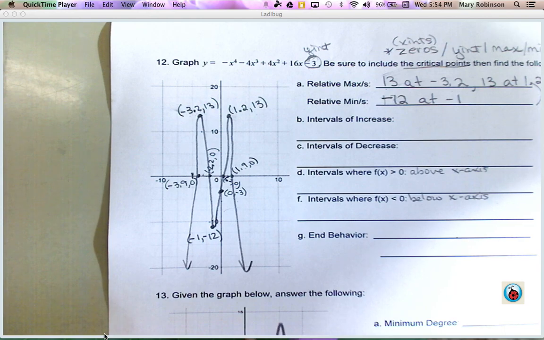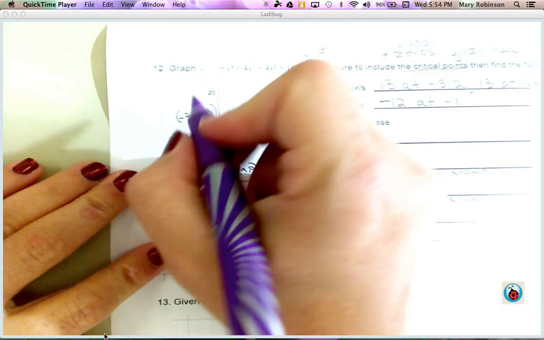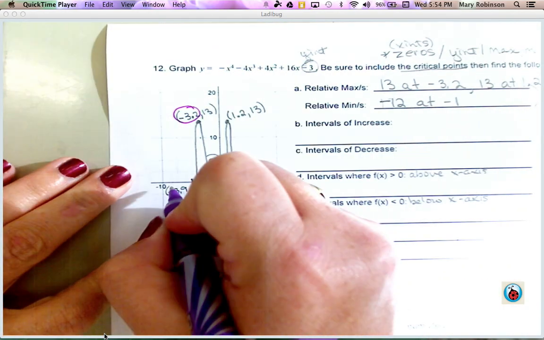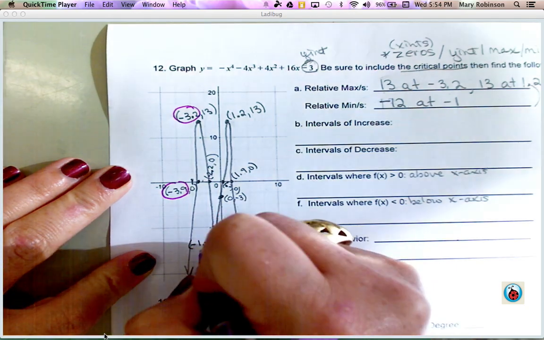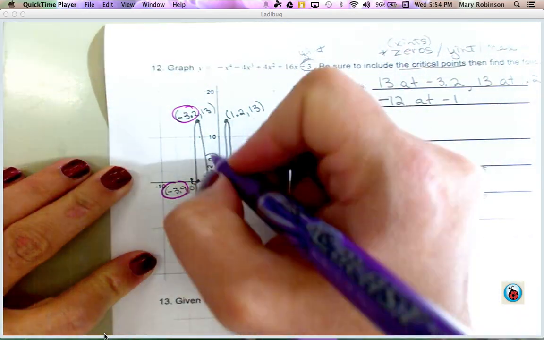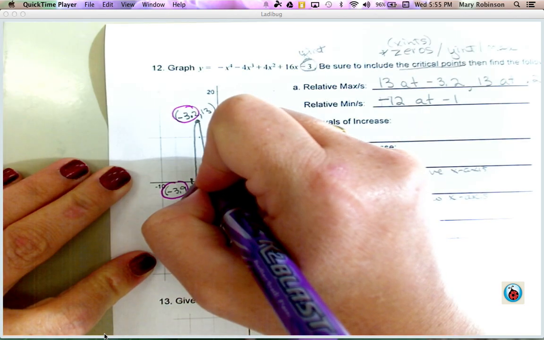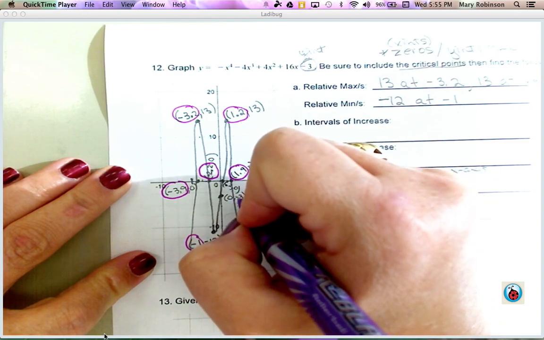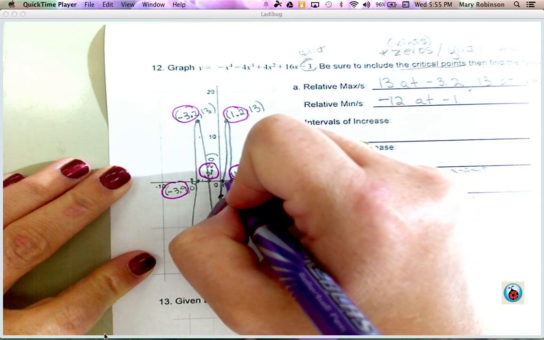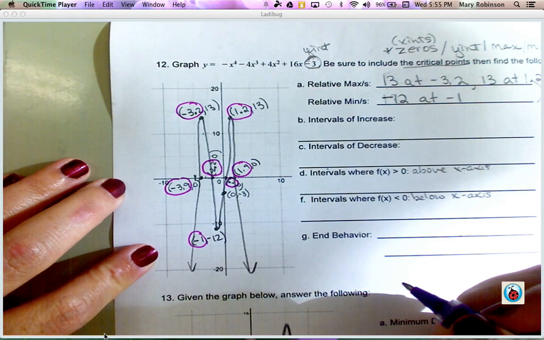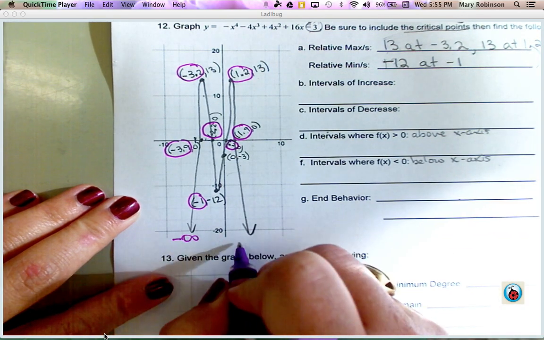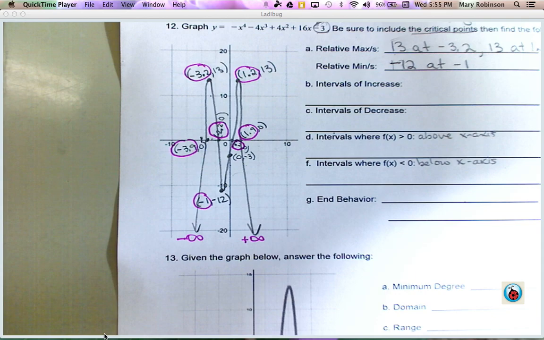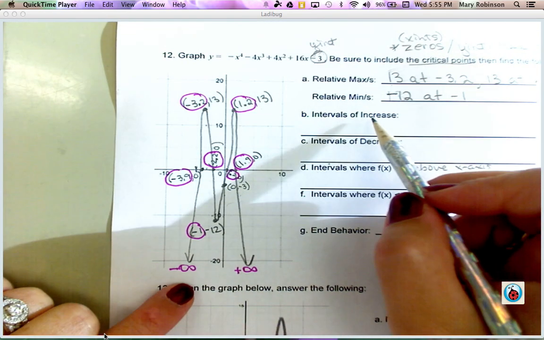Okay? Next, we've got to do intervals of increase. So I told you to always underline or circle your x values to help you focus on these x values. Only, I'm not going to do it for my y-intercept. Only the zeros and the max and mins of my function. And I also said to make sure you put negative infinity and positive infinity at the ends of your graph. Negative infinity on the left, positive infinity on the right. Now we're ready to do intervals of increase.